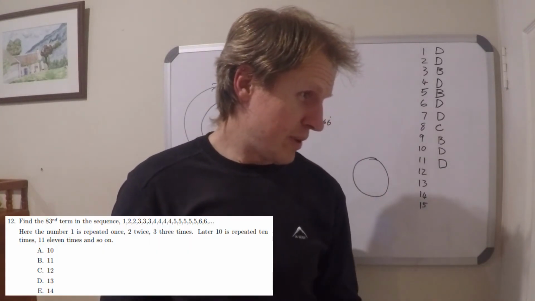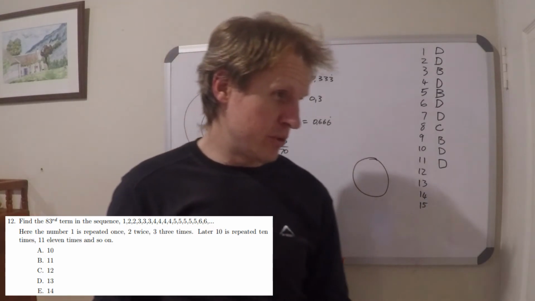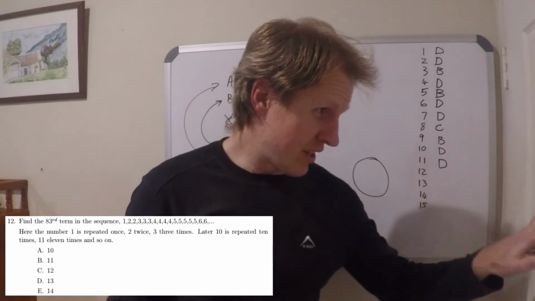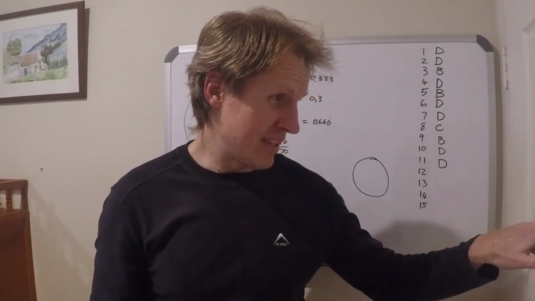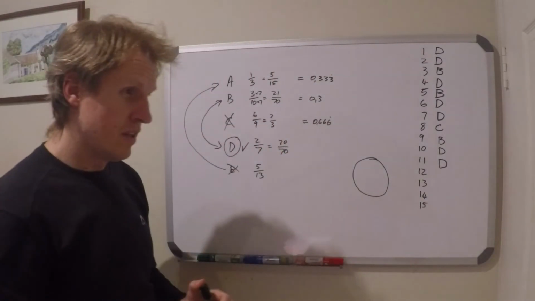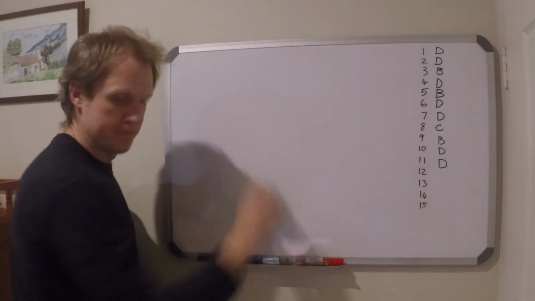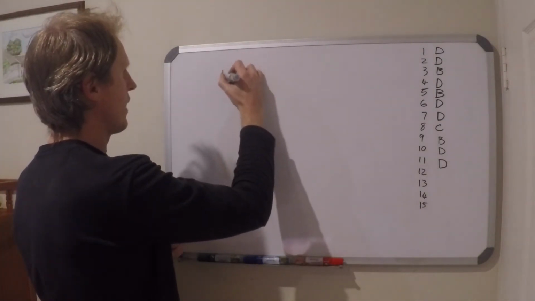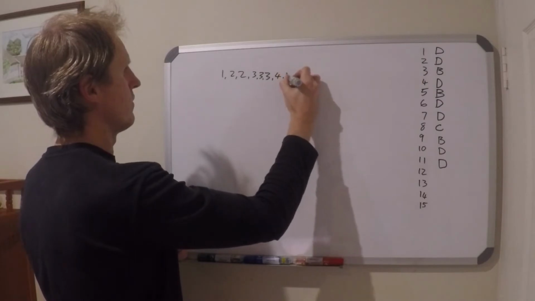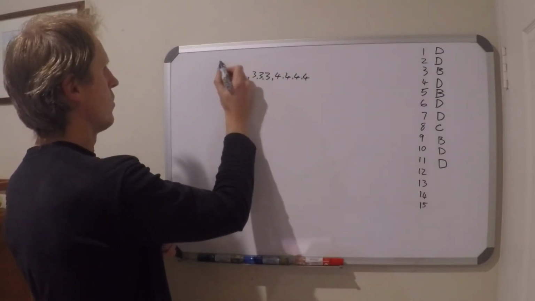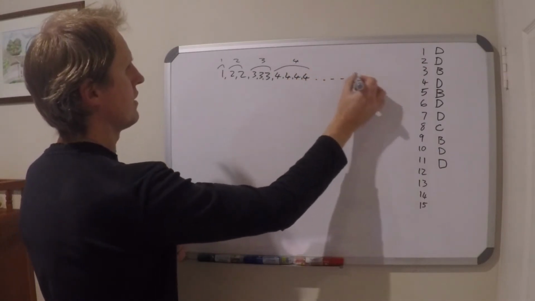Okay. Next question. Find the 83rd term in the sequence 1, 2, 2, 3, 3, 3, 4, etc. Okay, so here the number 1 is repeated once, 2 twice, 3 three times, later 10 is repeated 10 times, 11 eleven times, and so on. Okay, so what have we got? Let's just write this down. The sequence is 1, 2, 2, 3, 3, 3, 4, 4, 4, 4. And they say that there's one 1, and there's two 2s, and there's three 3s, and there's four 4s, etc.